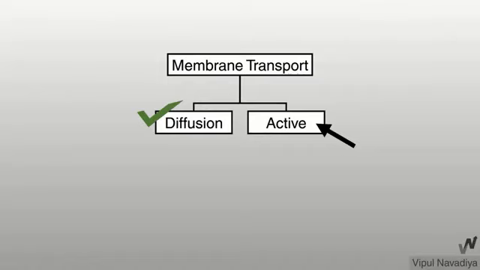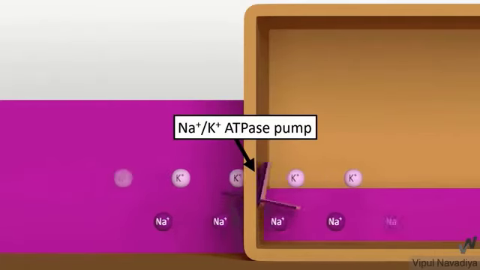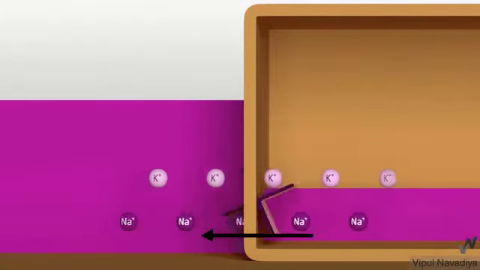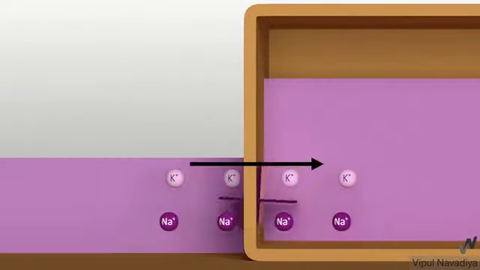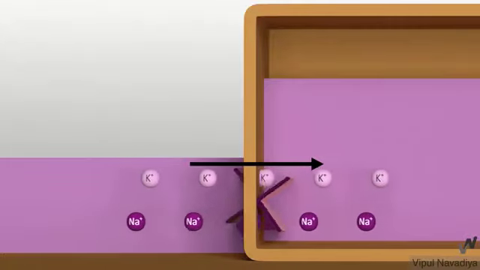Discussing active transport, it is also of two types. It needs energy. It is either primary active transport or secondary active transport. In primary active transport, energy is needed, and in this example we discuss the important pump, which is the Na-K ATPase. In this example, sodium passes from the low concentration intracellularly to the high concentration extracellularly, and in opposite, potassium passes from the low concentration extracellularly to the high concentration intracellularly.